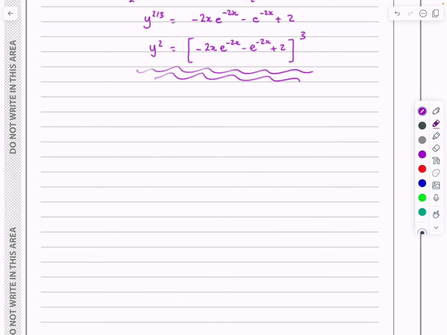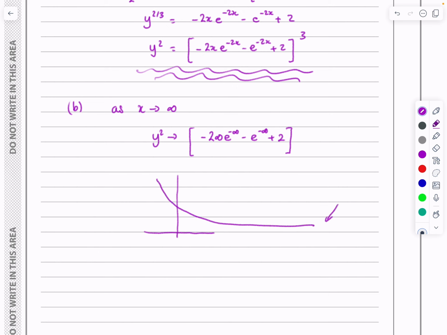It's only worth 2 marks. So for part B, I'm going to say as x tends towards infinity, y squared will tend toward, you can use equals, I don't think they're going to take any marks off for that, minus 2 lots of infinity, e to the minus infinity, minus e to the minus infinity, plus 2. You think, well, that doesn't look any simpler. But what does e to the minus x look like? It does something like that. Over here, e to the minus infinity is just going to be 0. So there's a little bit of knowledge involved in being able to do this one.